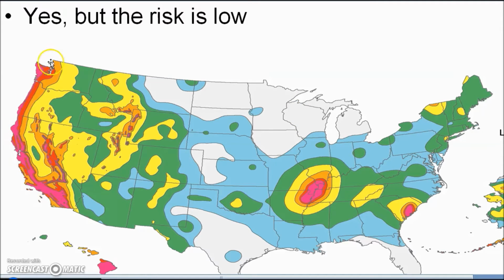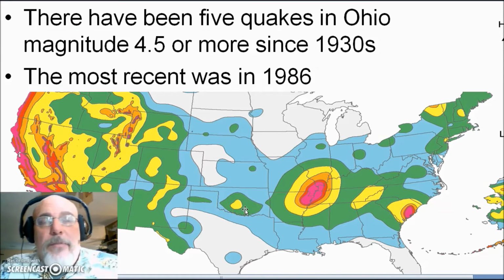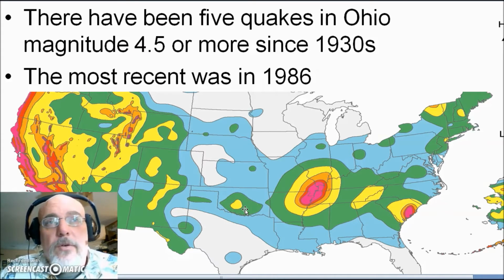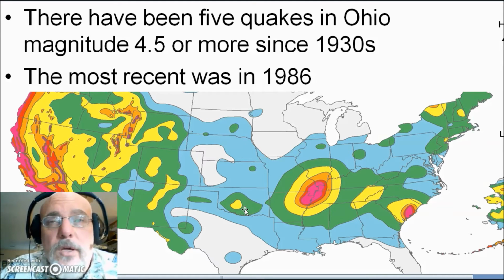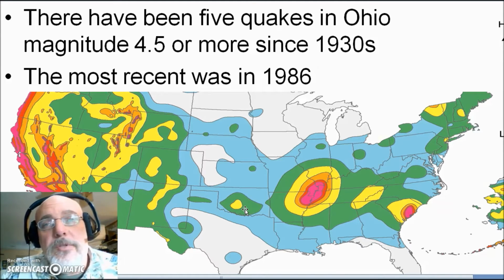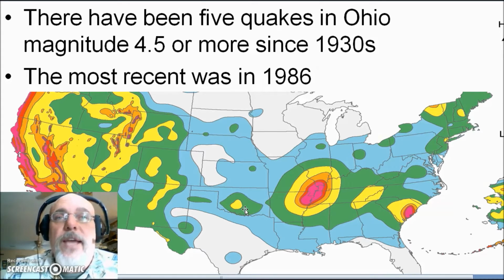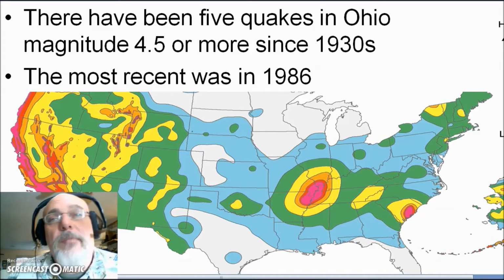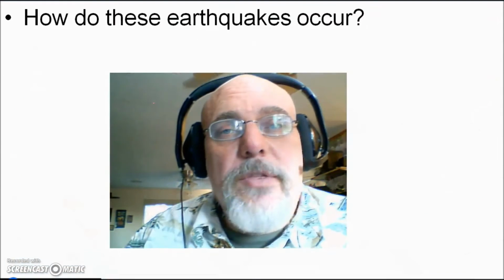The west coast, where the San Andreas Fault is, that's a 64 and above. So very high risk here. Basically almost no risk here and very low risk where we live. There have been 5 earthquakes in Ohio since the 1930s that were magnitude 4.5 or higher. The most recent was in 1986, so before your time, but it has happened and it could happen again, but hopefully it won't. How do these earthquakes occur?